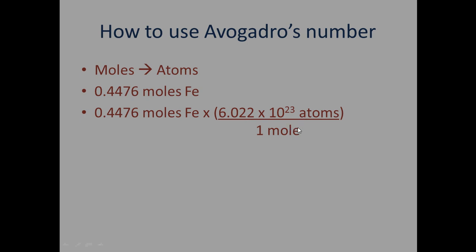Again, moles are on bottom, so cancel, cancel. We're going to atoms, the unknown's on top in this conversion factor. So it's just this number times Avogadro's number, because dividing by 1 does nothing. So whatever our result is, it's going to be in atoms. And there it is. Just plugging it into a calculator, and there you get it.